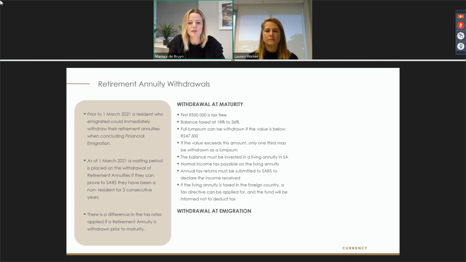Then if you withdraw at emigration, then only the first 27,500 Rand is tax-free, and then the balance is taxed between 18 to 36%. So there is quite a big difference in tax that's payable. But the benefit is that they may withdraw the full lump sum, and that's the final tax that's payable in South Africa. So it does cut their ties with South Africa in terms of their annuities.